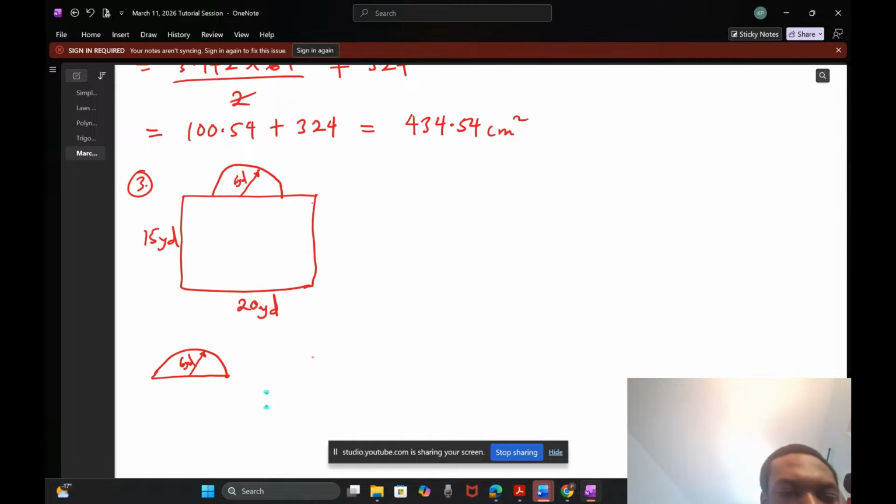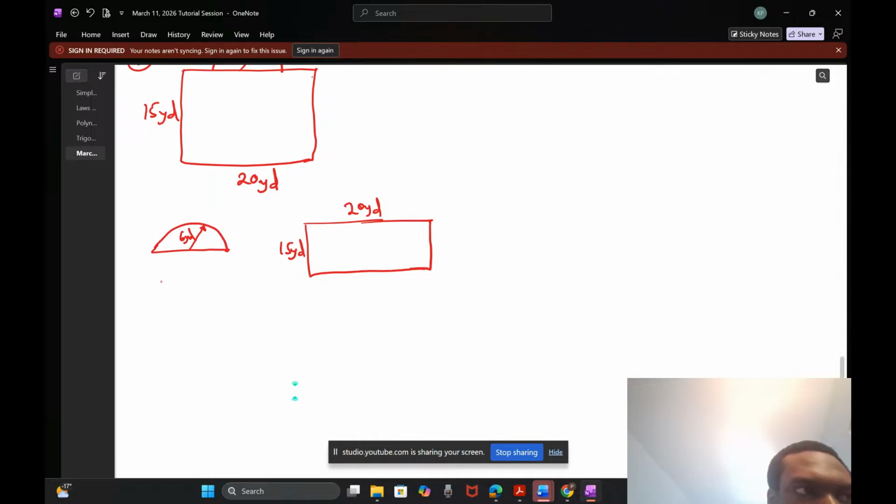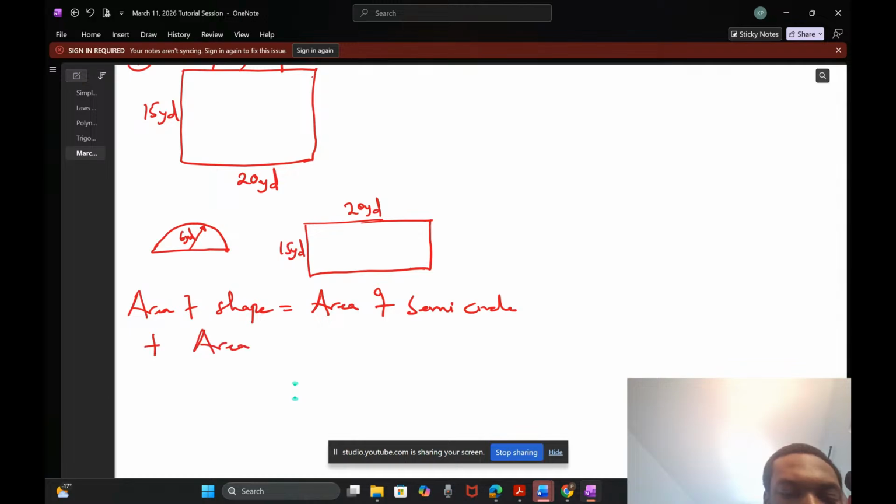6 yard, that's the radius for the semicircle. And we can say that this is a rectangle. This is 20 yard. This is 15 yard. Okay. So the area of the shape is equals to area of semicircle plus area of rectangle.